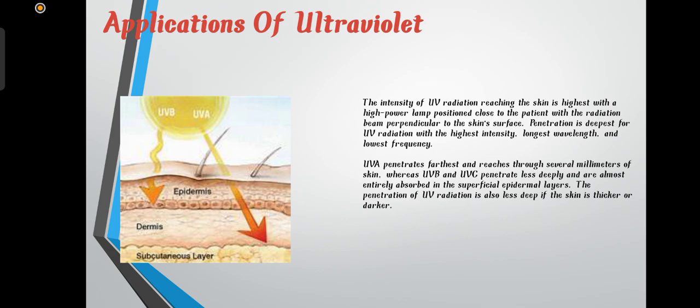Application of ultraviolet. The intensity of UV radiation reaching the skin is highest with a high power lamp positioned close to the patient, with the radiation beam perpendicular to the skin surface. Penetration is deepest for UV radiation with the highest intensity, longest wavelength and lowest frequency. UVA penetrates further and reaches through several millimeters of skin, whereas UVB and UVC penetrate less deeply and are almost entirely absorbed in the superficial epidermal layers. The penetration of UV radiation is also less deep if the skin is thicker or darker.